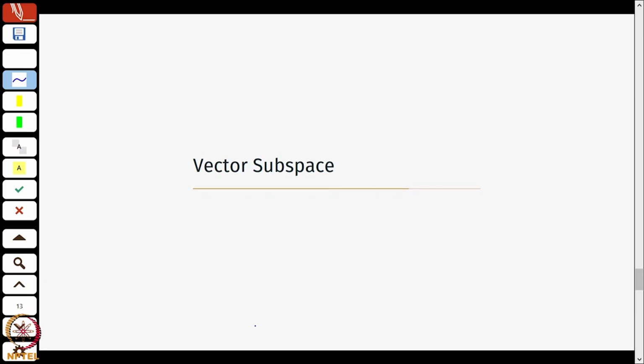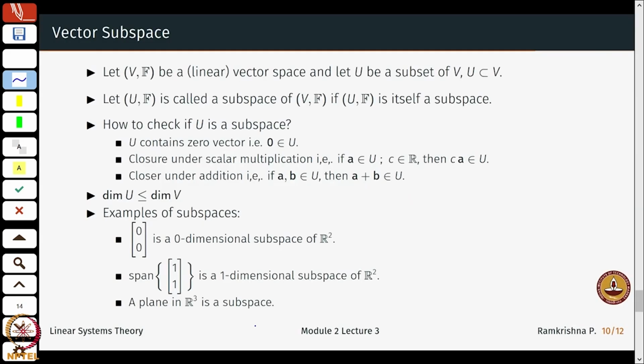So, continuing on that aspect, an important topic would be vector subspaces. Okay, what is a subspace or a vector subspace? So, again we start with a vector space V defined over a field F, and let U be a subset of V, maybe a proper subset in general. It could also be something like this. Okay. Now, when is U, which is a subset of V, called a subspace of V over F? The answer is, by definition, that this is true if U, again defined over the field F, is itself a vector space.